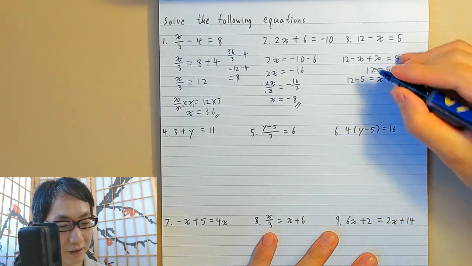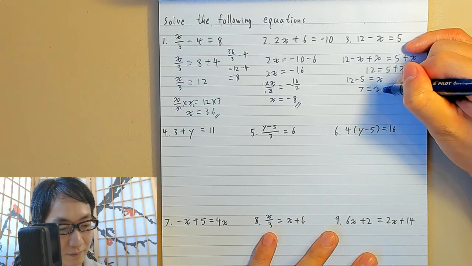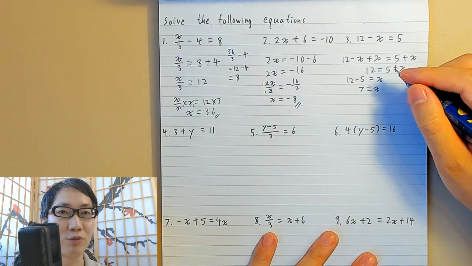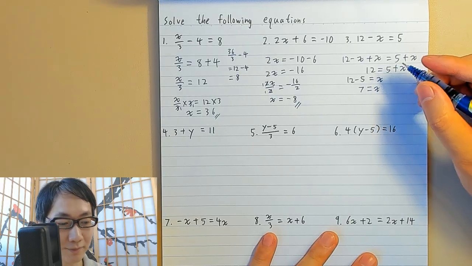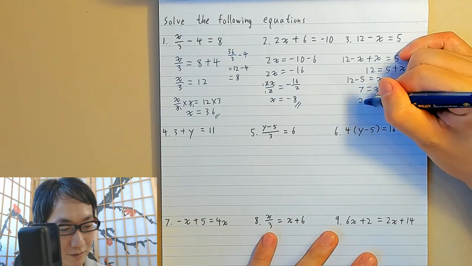Then this is 7 on the left hand side. And traditionally we want to put the unknown on the left. So x is equal to 7.